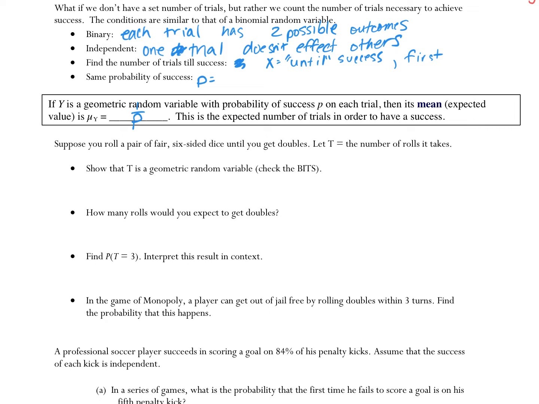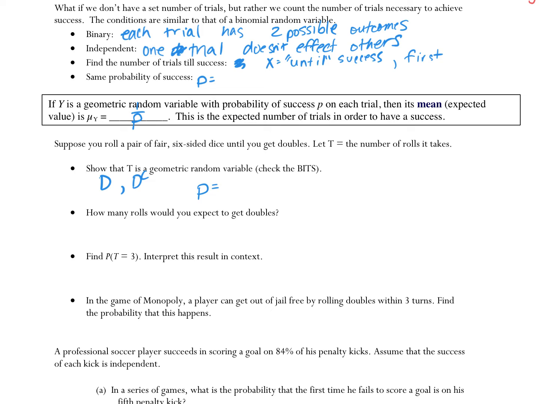All right. So let's go ahead and let T equal the number of turns you have. So T is geometric. Now, when you roll the dice, do you have 2 possible outcomes in this setting? What are they? Doubles, not doubles. Do we have the same probability of success each time? Yeah. Every time you roll, do you have the same probability of getting doubles? Yes. And do we have a set number of trials? No. It depends on if we get doubles the first time or not.